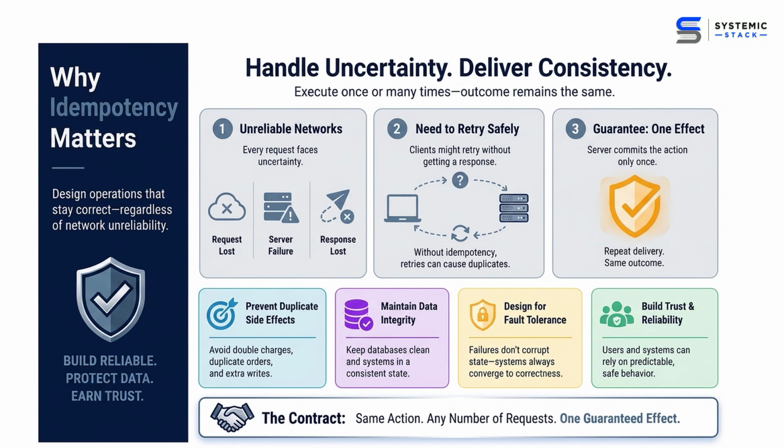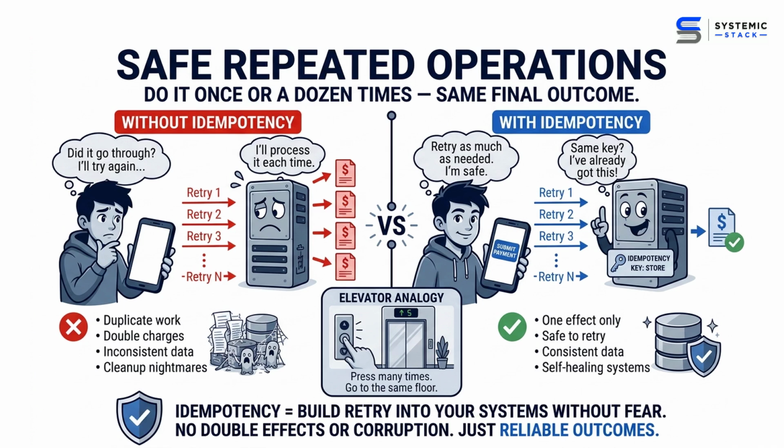In an interview, if you're asked how to make a system fault tolerant, this should be one of the first things you mention. It allows the system to reach a consistent state even when the communication layer is unreliable. It is not only about handling errors, it's about designing your operations so that failure doesn't lead to corruption. We are basically building a safety net into the logic itself, ensuring that retrying a request doesn't lead to unintended side effects. Let's look at what we mean by safe repeated operations.